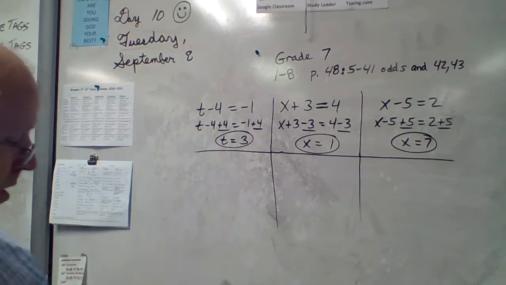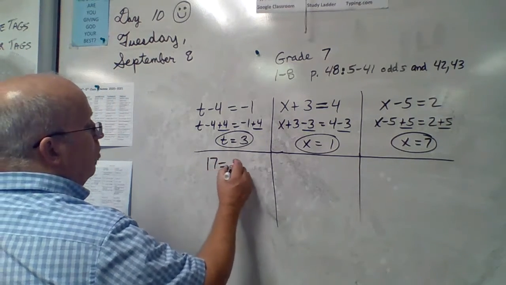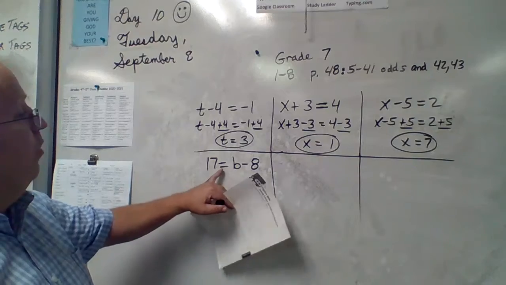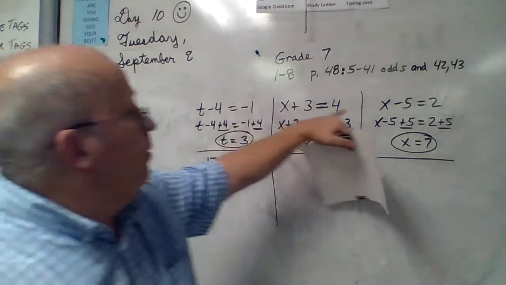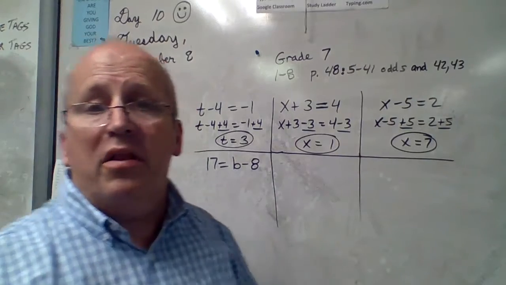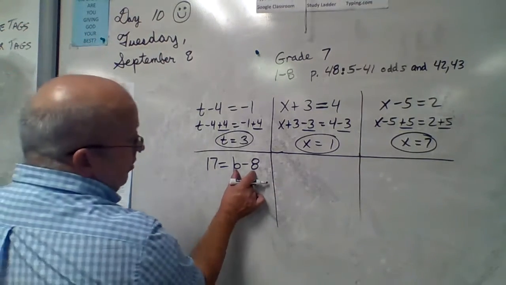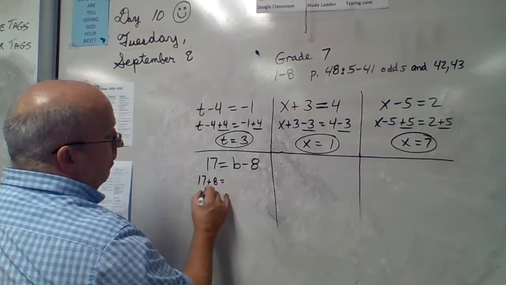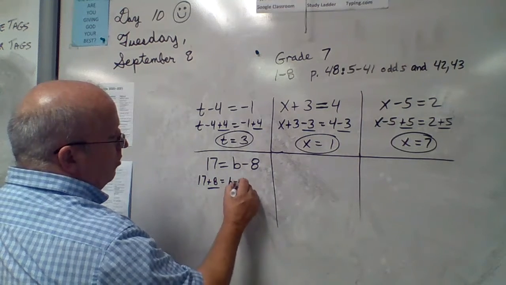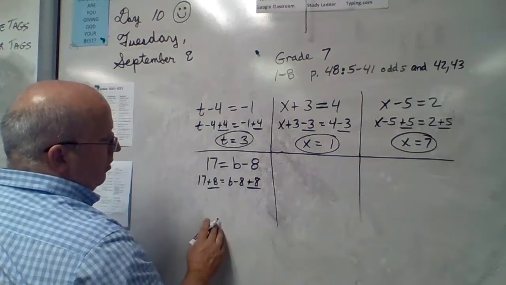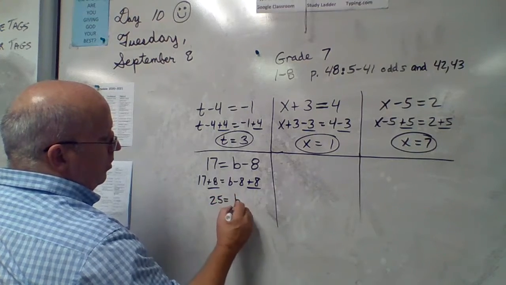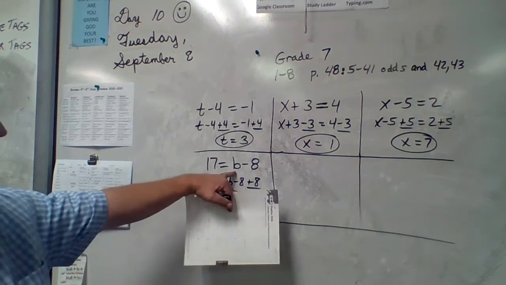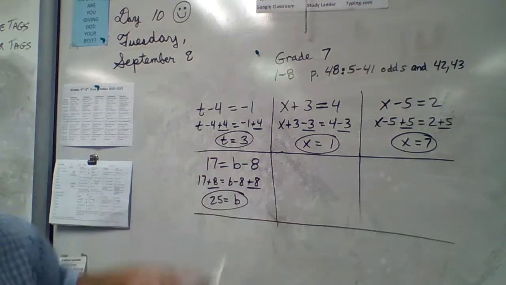How about something like this problem? 17 equals b minus 8. This time the variable's on the right side of the equation. The previous problems all had the variable, the letter, on the left side. Now we've got it on the right side, but it's still attached to this 8 by subtraction. So I'm going to do the opposite of subtracting 8, which is adding 8, to both sides. And I get a b value of 25. 25 minus the 8 is the 17.